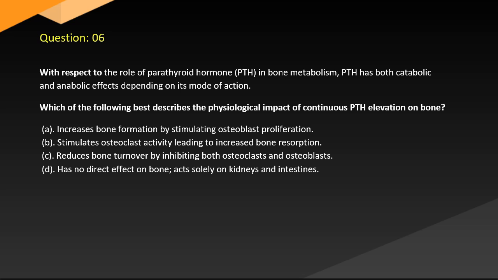Question 6. With respect to the role of parathyroid hormone, PTH, in bone metabolism, PTH has both catabolic and anabolic effects depending on its mode of action. Which of the following best describes the physiological impact of continuous PTH elevation on bone? A. Increases bone formation by stimulating osteoblast proliferation. B. Stimulates osteoclast activity leading to increased bone resorption. C. Reduces bone turnover by inhibiting both osteoclasts and osteoblasts. D. Has no direct effect on bone, acts solely on kidneys and intestines.